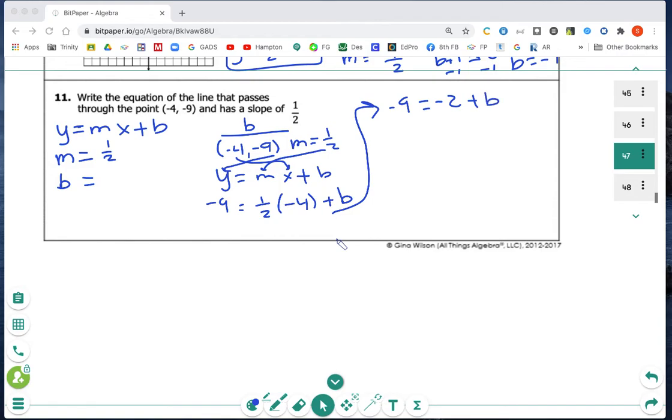Is the b on the left? It's not, so I'm going to do symmetrical and CPA at the same time. I'm going to get b alone by zero pairing out the 2. And so I have b is equal to -7. So my equation is going to be y is equal to 1/2 x minus 7.